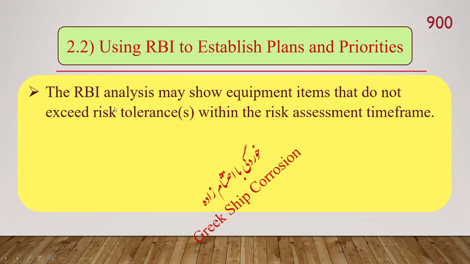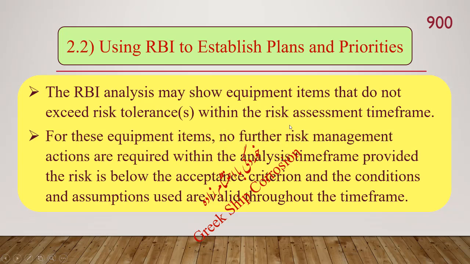The RBI analysis may show equipment items that do not exceed risk tolerances within the risk assessment time frame. For these equipment items, no further risk management actions are required within the analysis time frame, provided the risk is below the acceptance criterion and the conditions and assumptions used are valid throughout the time frame.